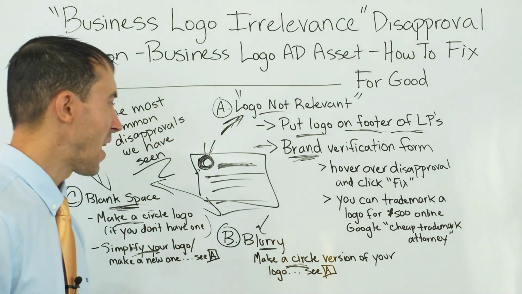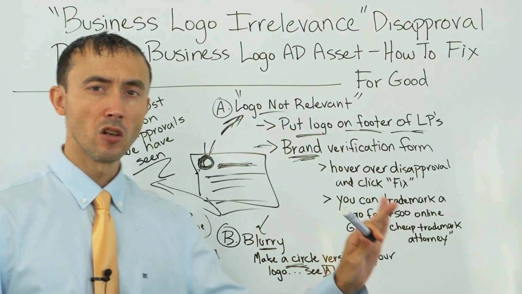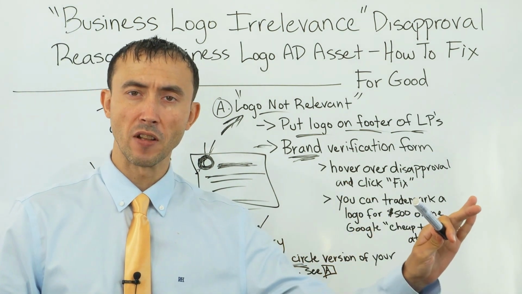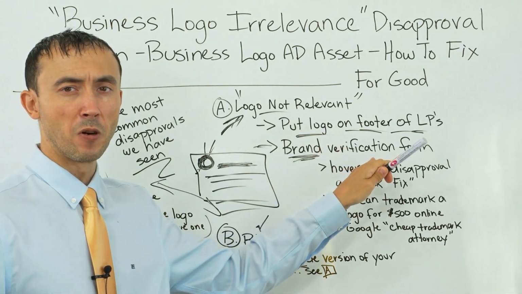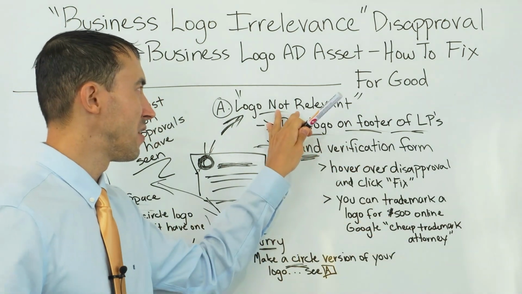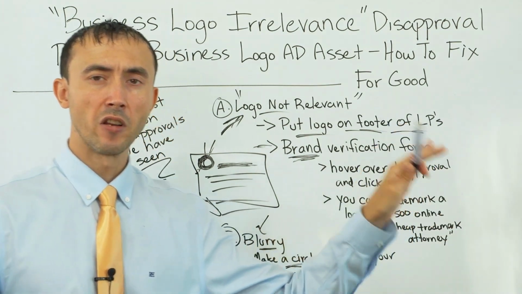And with that said, if you create a new logo that doesn't look like your core rectangular logo that's on your site now, you're going to have to put that circular logo probably in the footer in order to get it approved and not have a logo not relevant issue come up after that. Okay? So that's number two.